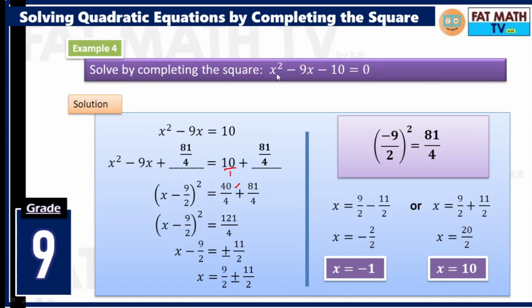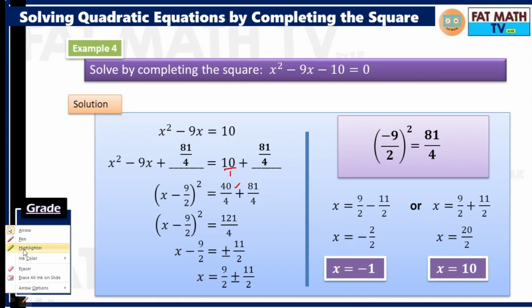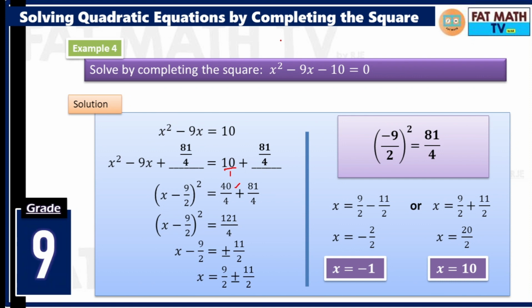Negative 1 squared is positive 1. Negative 9 times negative 1 is positive 9, minus 10. This is 10 minus 10 is 0, which is equal to 0. So correct. How about if x is 10?